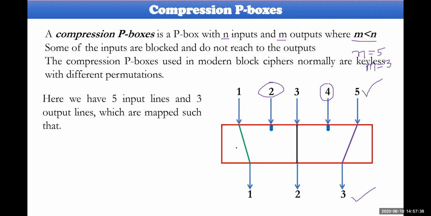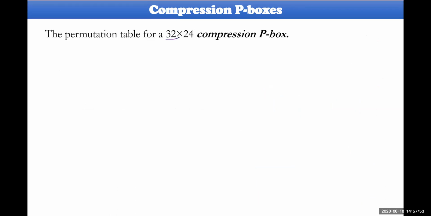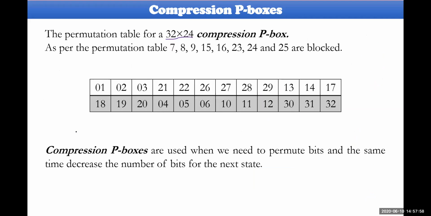The usage of compression P boxes: look at this, 1, 2, 3, 4, 5 are taken as input, and the output will be this one here. Where exactly are you supposed to use these? Look at this 32 by 24 permutation box here. Let me explain this, it is a very important point. Compression boxes are used when we need to permute bits and at the same time decrease the number of bits for the next stage. Then we have to use these compression P boxes.